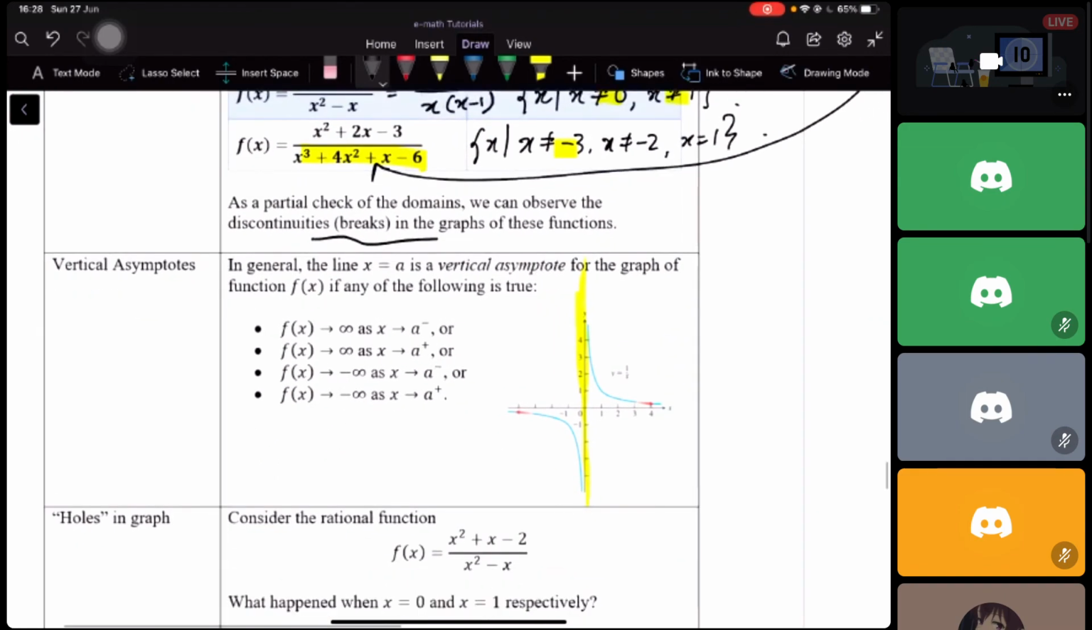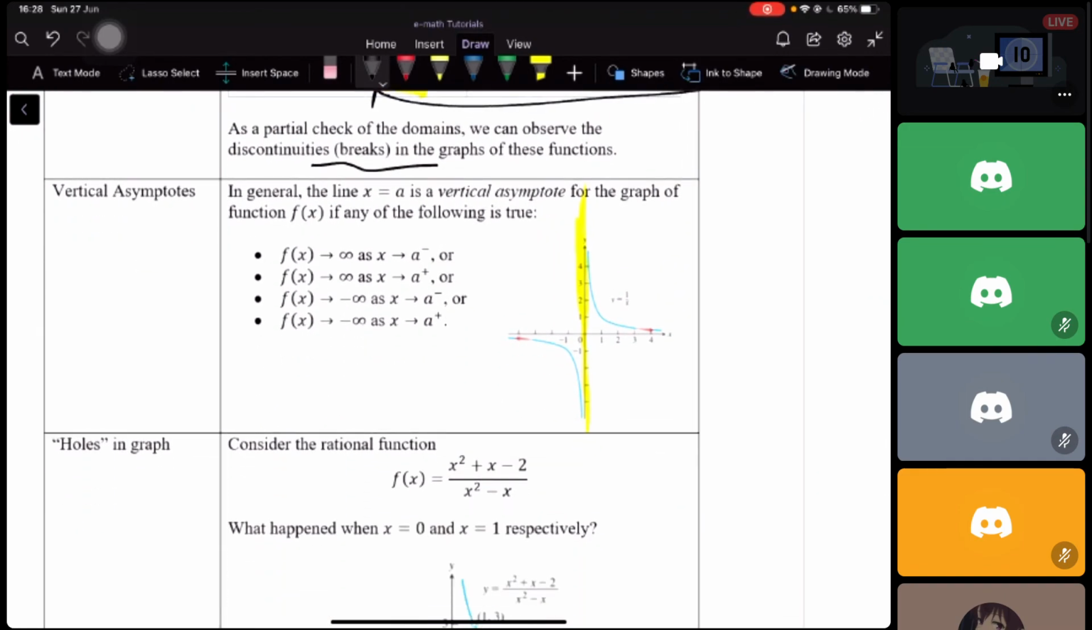And usually we have two types of very common breaks. The first one is vertical asymptotes, which is what you learned in your trigonometric functions. You remember your tangent? It's like a vertical line that when your graph approaches 0, it will go up to infinity, but it will never touch the line x equals 0. Okay, so this is vertical asymptotes.